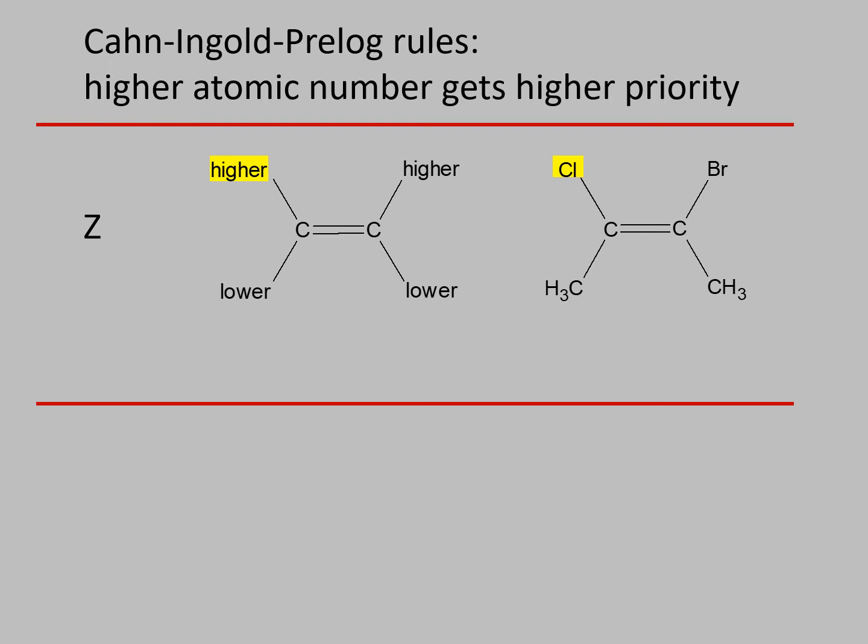On the other side of the double bond, we have bromine and a methyl group. The bromine, again, has an atomic number of 35, which is greater than the carbon, which has an atomic number of 6. So the bromine has the higher priority. We can remember that this is the Z configuration because they are on the same side.